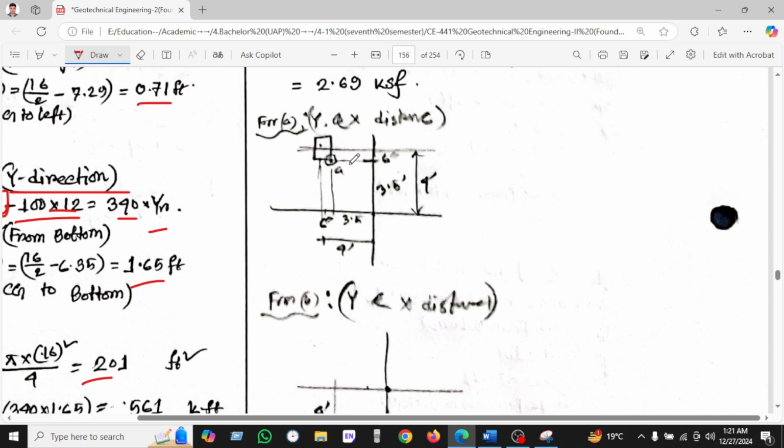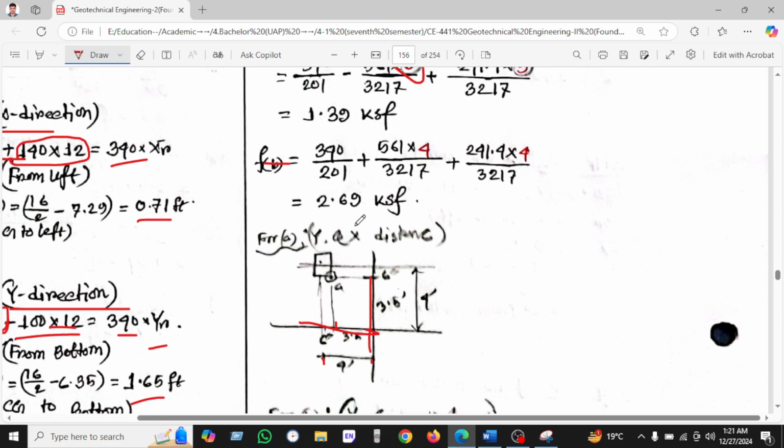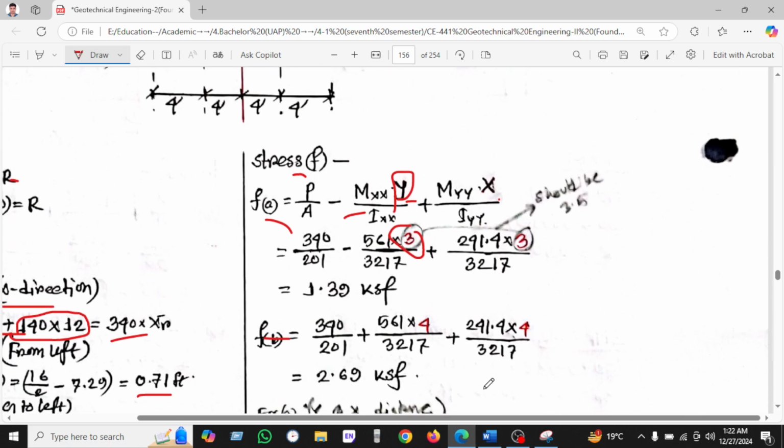At this point we can see this is our CG. From CG to here is, we know, 4 feet, and if we add the half inches we found 3.5, but we can see here they have used 3 instead of 3.5. So this is confusing. If you calculate here, then you can use 3.5 instead of 3. Okay, so let's see here another example.